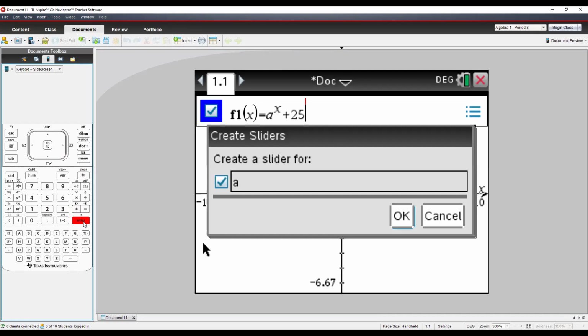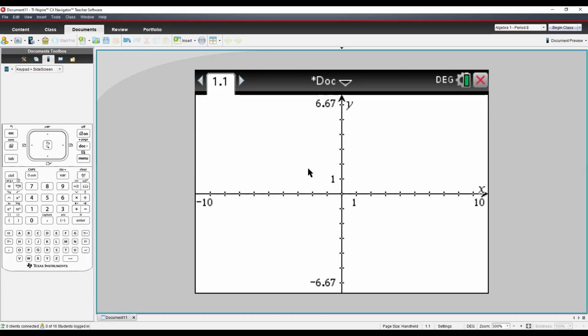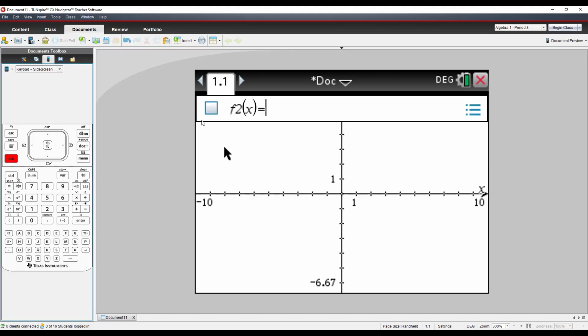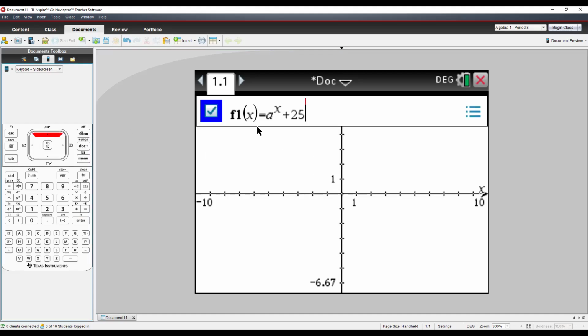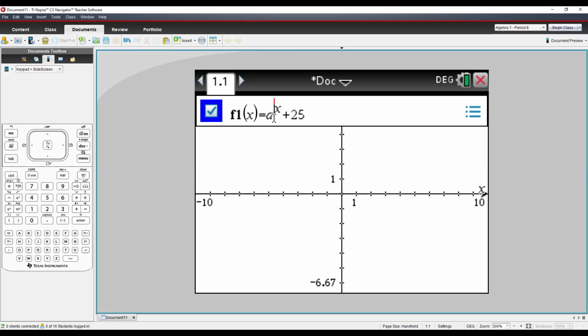So I'm going to press enter. Oops. Oh, gosh, cancel. Again, I made two mistakes on this one. It shouldn't be A, it should be 2. It should be 2 to the X power. You guys didn't catch me on that one.